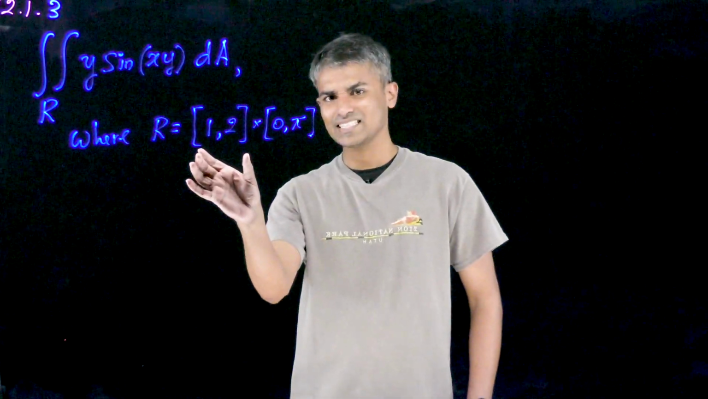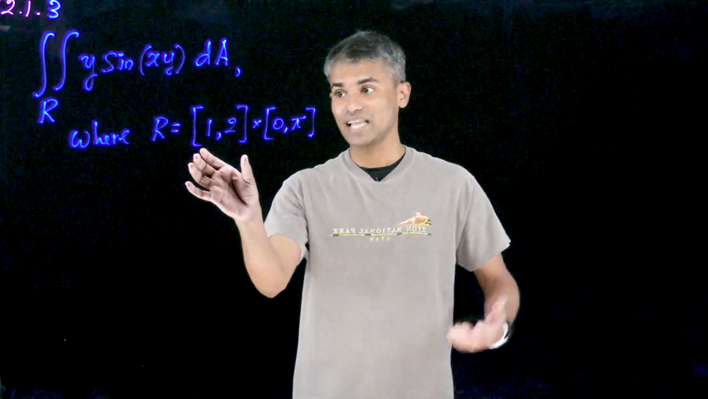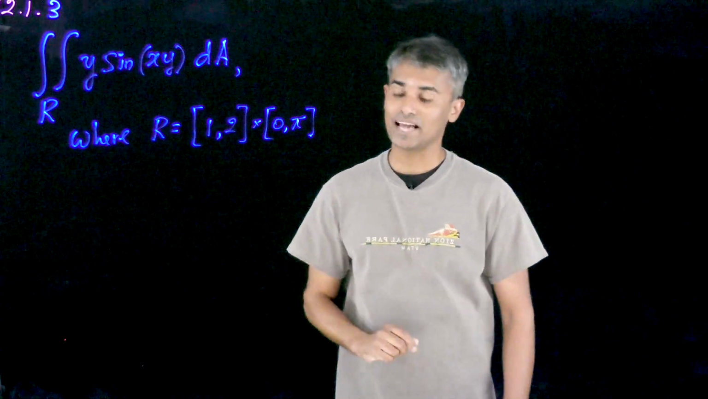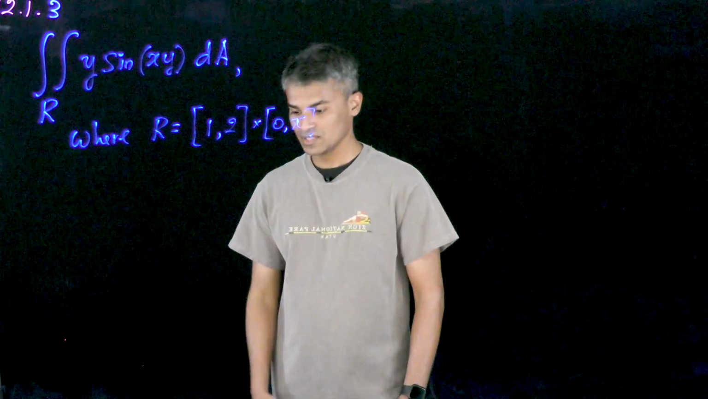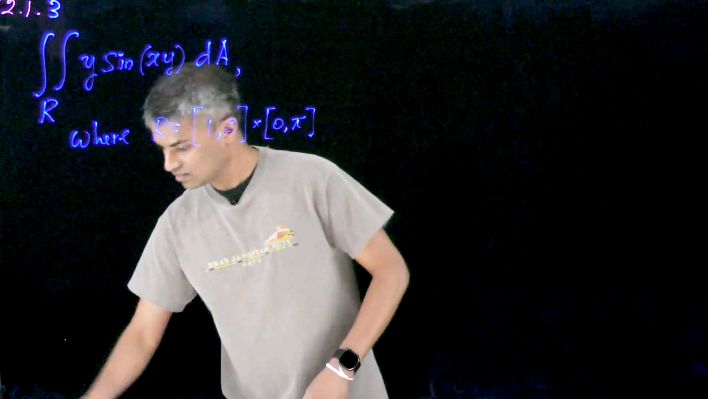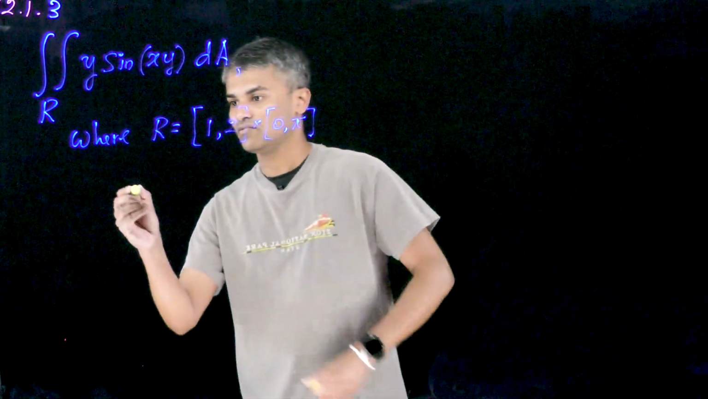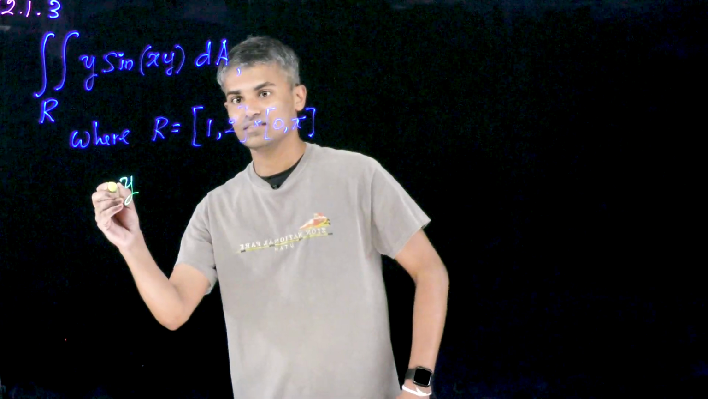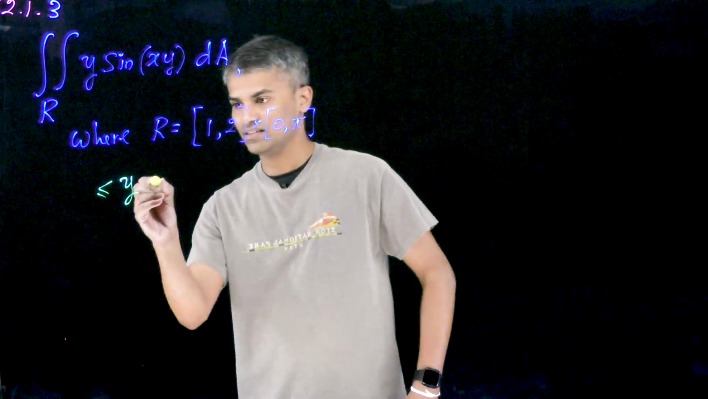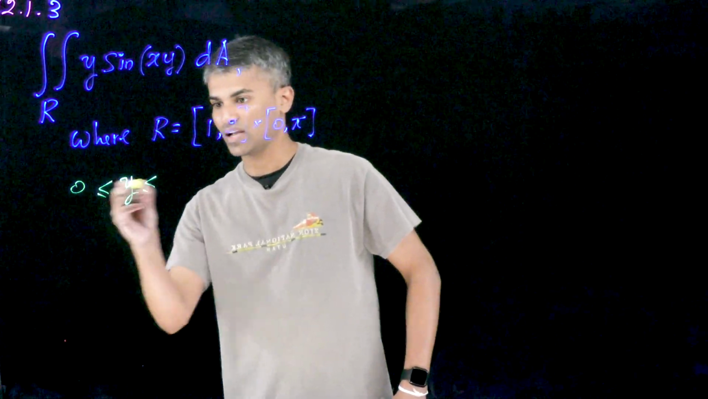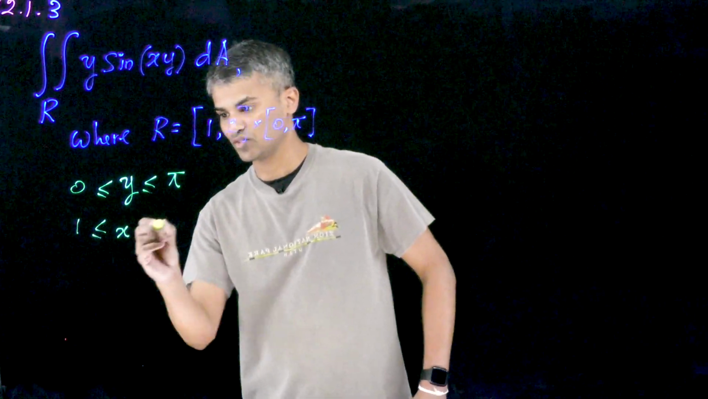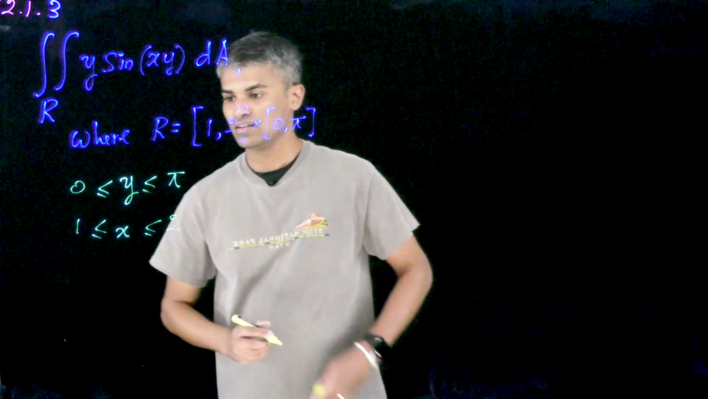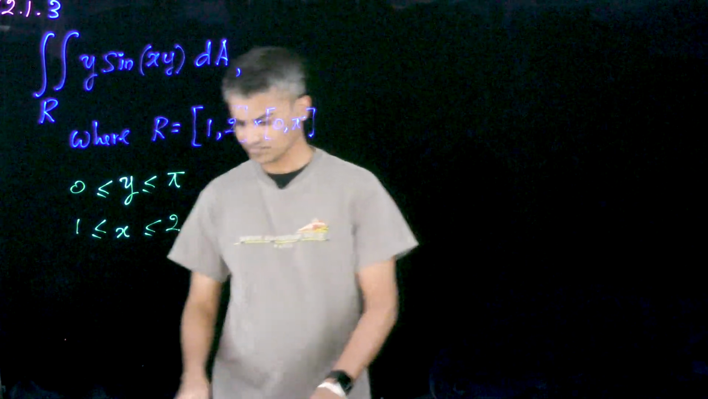So basically this interval represents the x values, and this second interval represents the y values. So if I draw it here, your y goes from 0 to pi and x goes from 1 to 2.